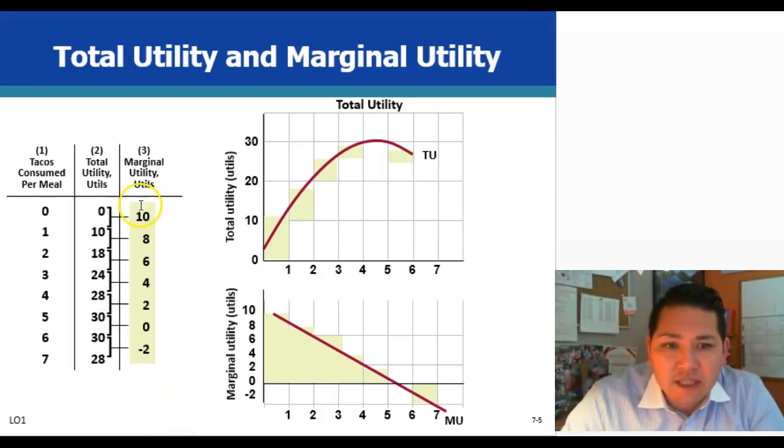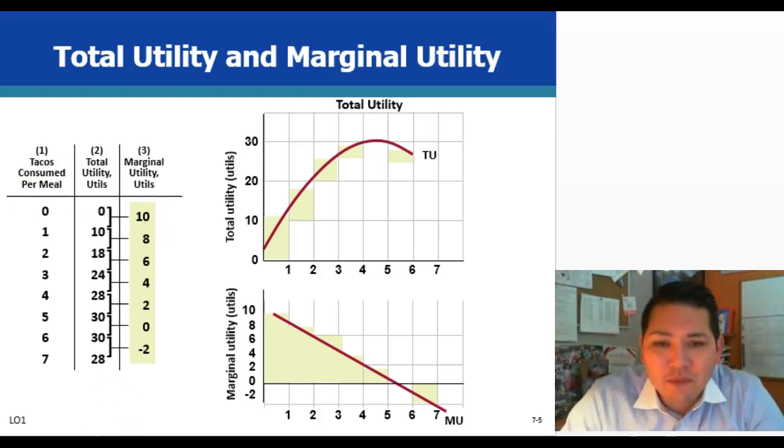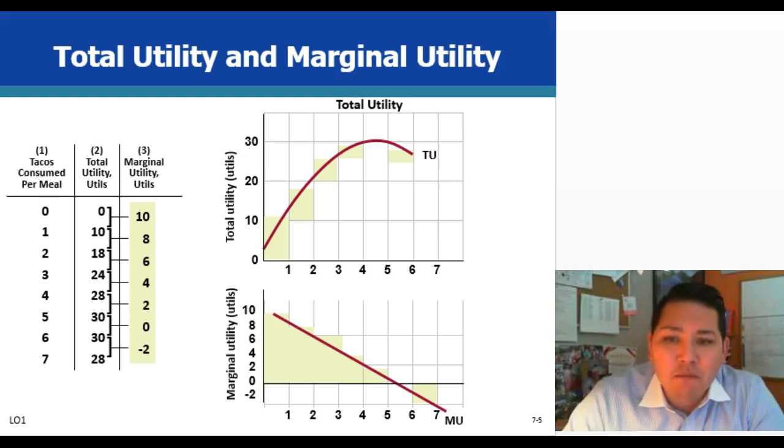Thus, marginal utility diminishes with increased consumption, right? So you can see the marginal utility decreasing. And when marginal utility becomes 0, total utility is at its maximum, and marginal utility is negative when total utility declines. As shown by the shaded rectangles, marginal utility is the change in total utility associated with each additional unit. In this case, it's tacos consumed per meal. Or alternatively, each new level of total utility is found by adding marginal utility to the preceding level of total utility.